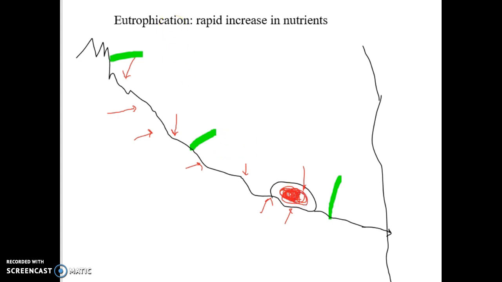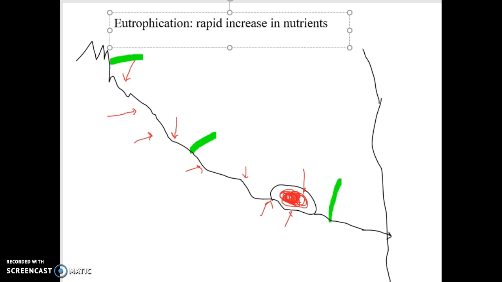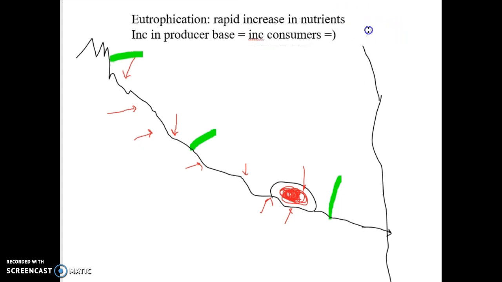So what will happen here when we get these nutrients? Increase in producer base. Okay, so when you go through eutrophication, increase in the producer base equals increase in the consumers. Everything seems to be good. So let's put the little smiley. Yeah, more producers, more consumers, greater diversity, right?